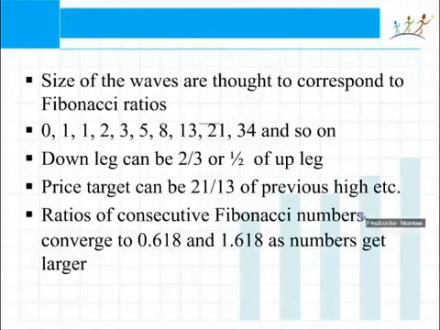So that's how we use the Fibonacci ratios and the Elliott wave to predict future stock prices. So just remember that an uptrend has 5 waves, down moves have 3 waves in an uptrend, and vice versa for a downtrend. The size of the waves correspond to Fibonacci ratios. That's all you need to know.